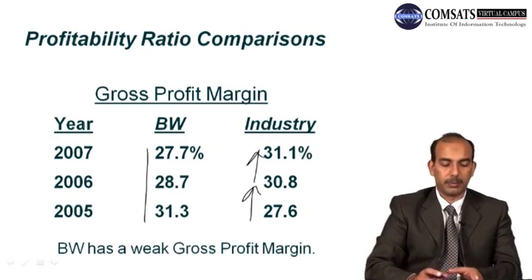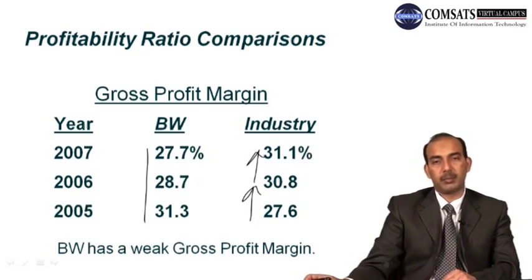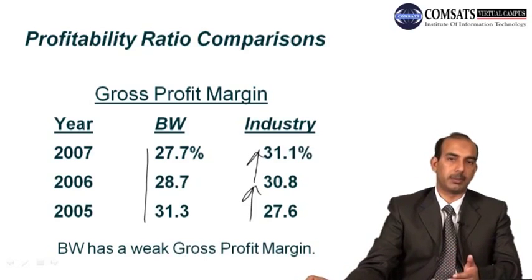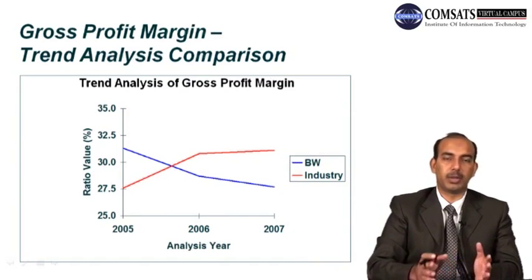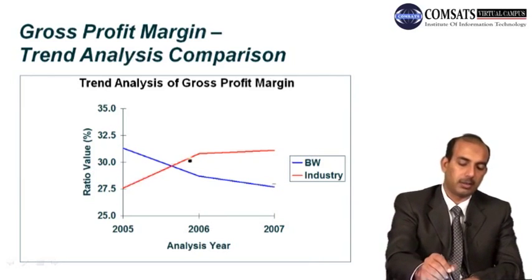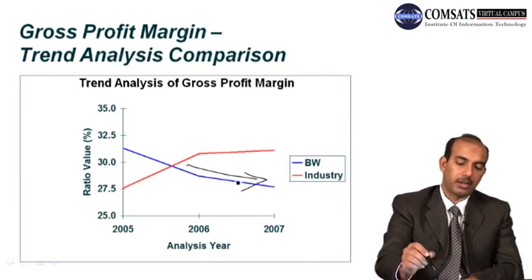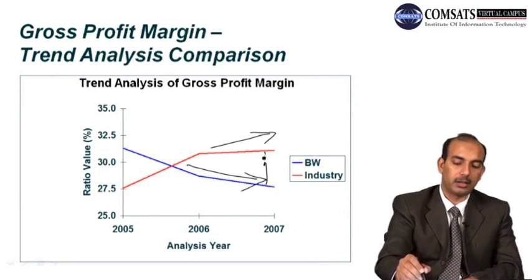So here, the basket vendor has a weak gross profit margin. And when companies have a weaker gross profit margin, it means they are contributing less profit available for the rest of the expenses. And if you look at the trend, if you look back in the history, here we have only 3 years. So you can take more years to have a better idea. But for these 3 years, basket vendor is declining downward, whereas the industry is going upward. So this gap is increasing.